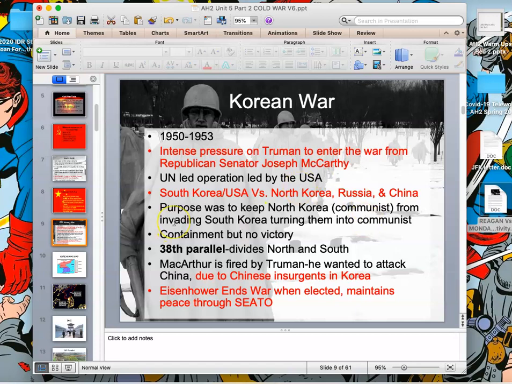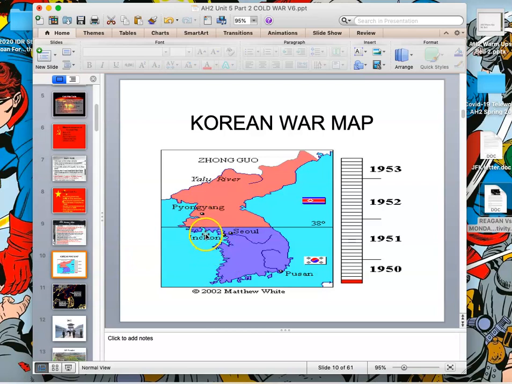The 38th parallel is created, and it divides North and South Korea, with everything in the North being communist and everything in the South being free. The capital of North Korea is Pyongyang. The capital of South Korea is Seoul.